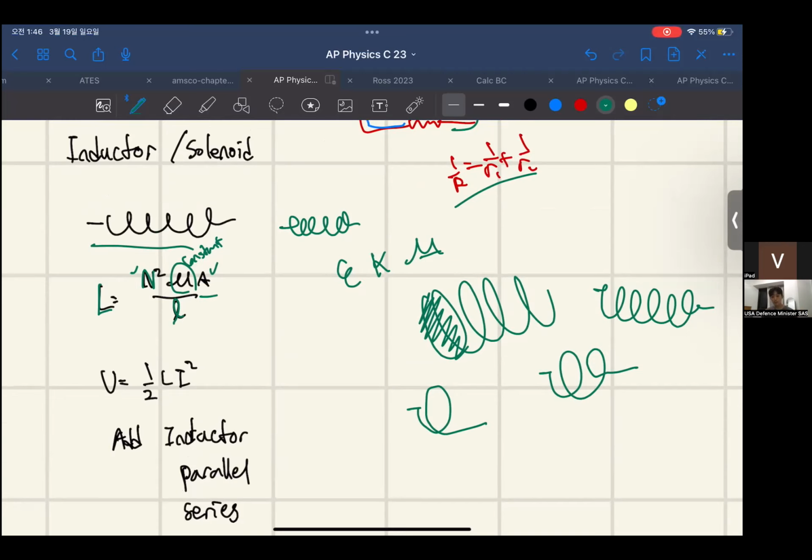Inductors are basically like a coil, and how it works is that if current goes through it, then it induces a magnetic field through the middle of it, like this. So that's how inductors work.